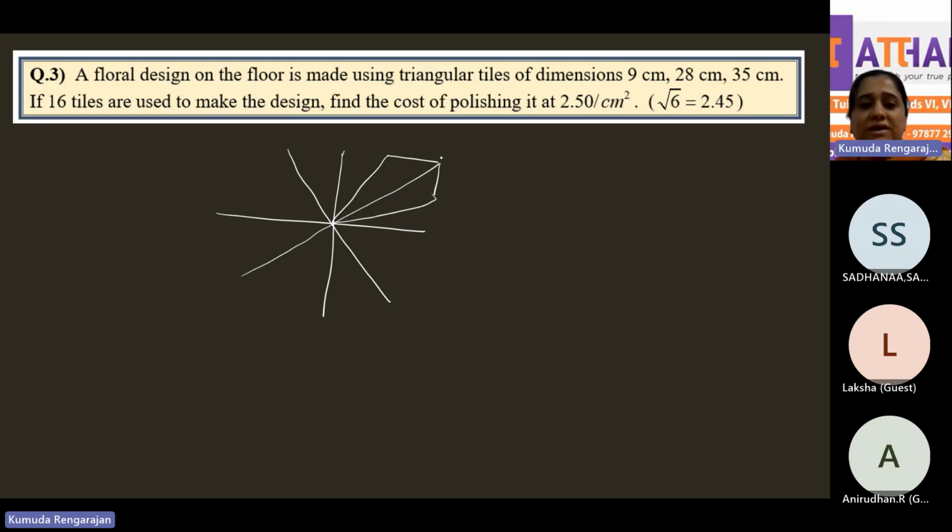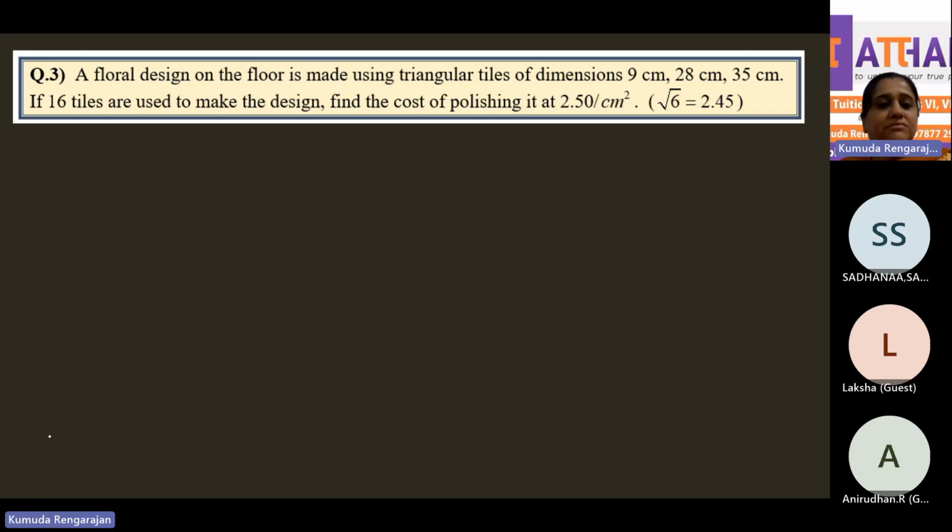Can you see that? One triangular tile will be placed like this, the other triangular tile like this. So that will make a petal. Two triangular tiles put together will look like a petal of the flower. It looks like a flower, the petal of a flower, right? So this is the floral design.